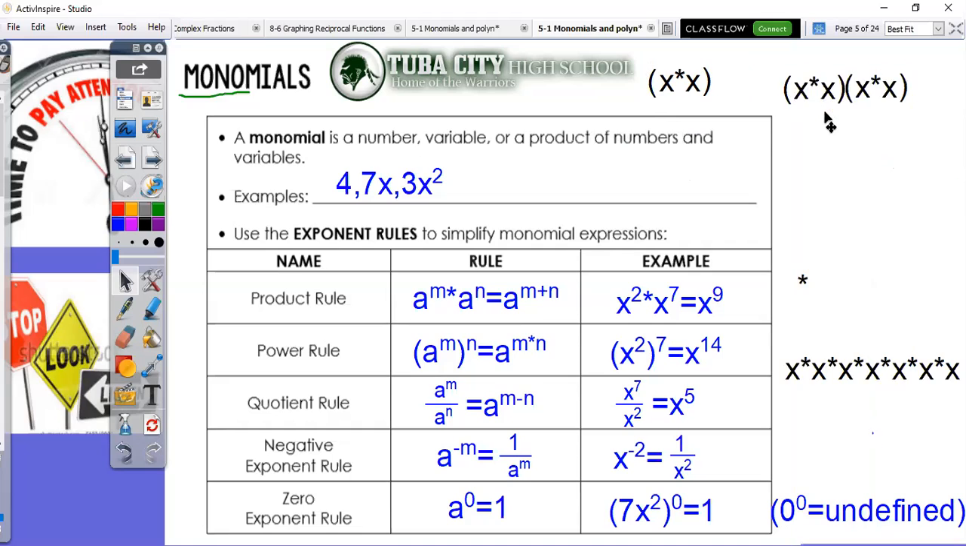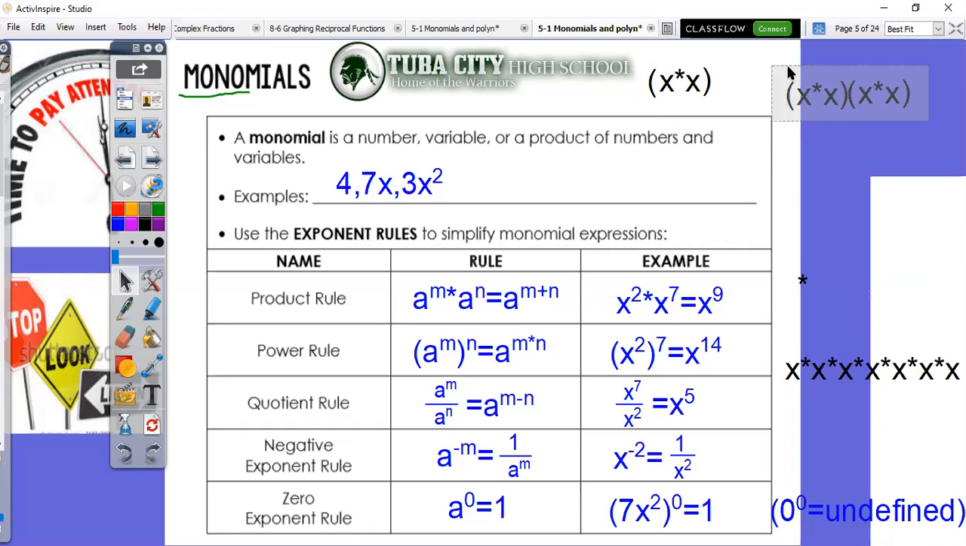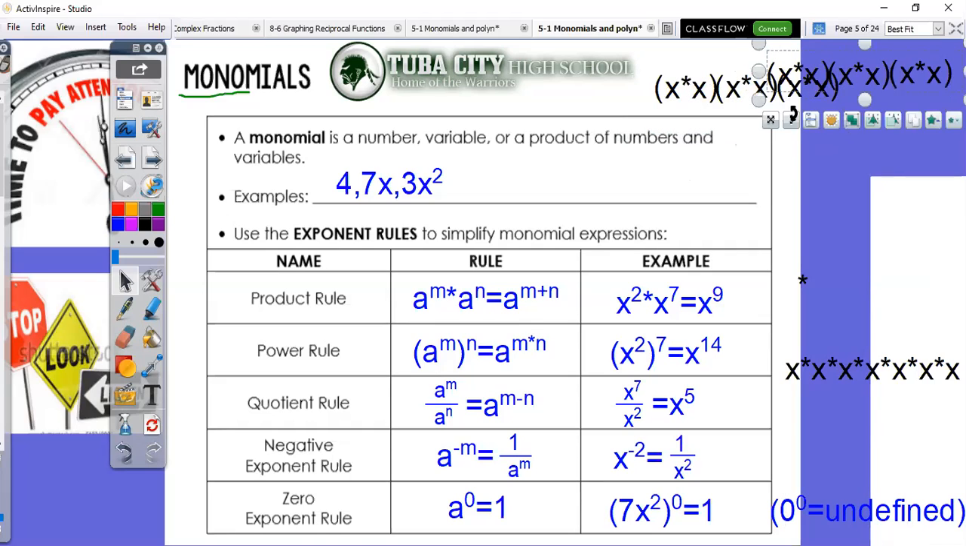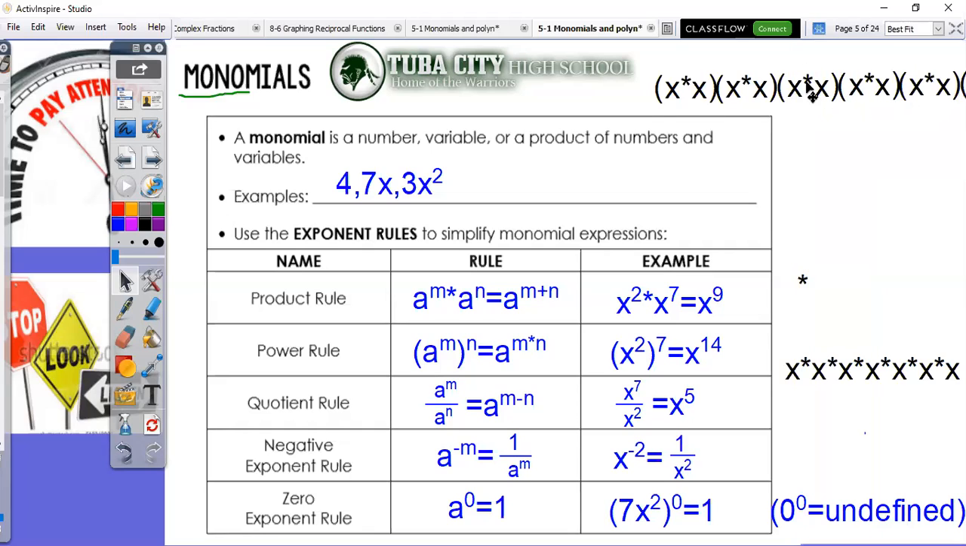Okay, oopsie. This is going to be a little bit tougher than I thought. Let me move that out of the way. So x times x times x. Let's see. So it would look like that basically. And I'm all out of spaces, but you can just use your imagination.